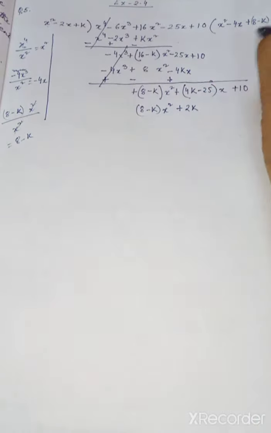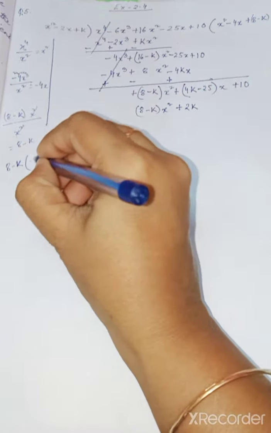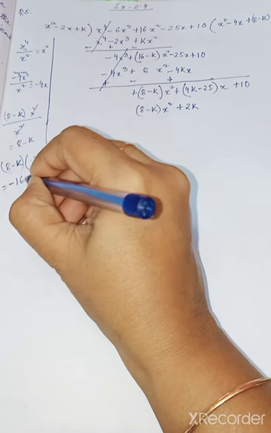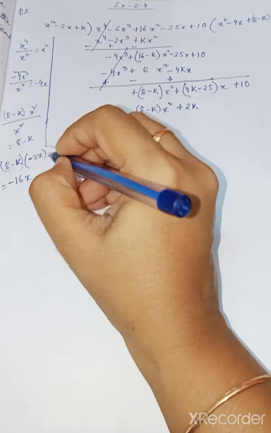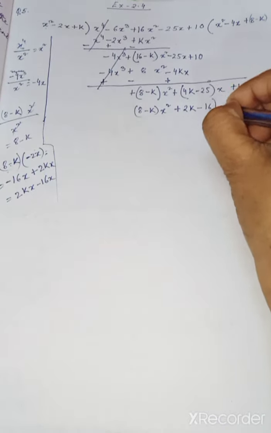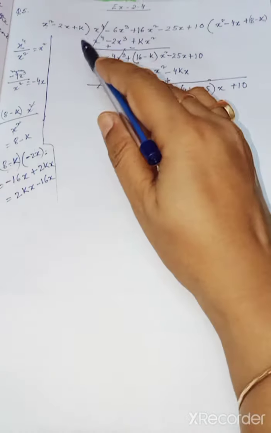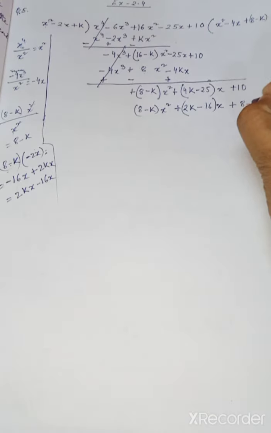When you multiply 8 minus k with minus 2x, what we get as the product is minus 16x, and minus minus plus 2kx. I told you that we should always try to write the positive one first, so we can write it in this way also. Both have x, so we can take it common, and then 2k plus 8 minus k into k.